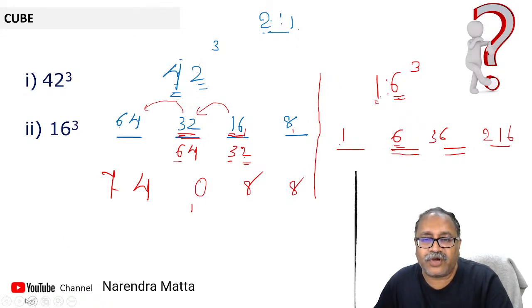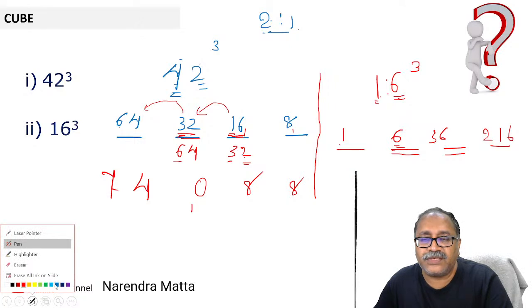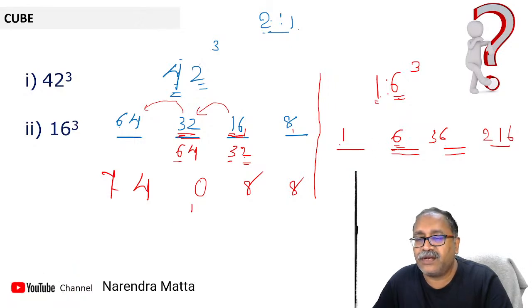Now, what is the job left? The numbers which we generate, we double them. Like 6, we have generated it. 6 double is 12. 36 we have generated it. Double this number, 36 double is 72.